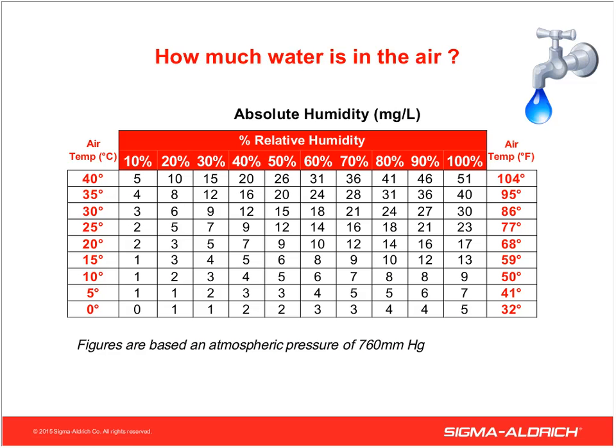This chart shows the absolute humidity at various temperatures and relative humidity levels. The absolute humidity will tell you how much mass of water is contained in each liter of air sample. For example, if the relative humidity is 60% and the temperature is 25 degrees C, the air contains 14 milligrams of water for every liter of air we collect.